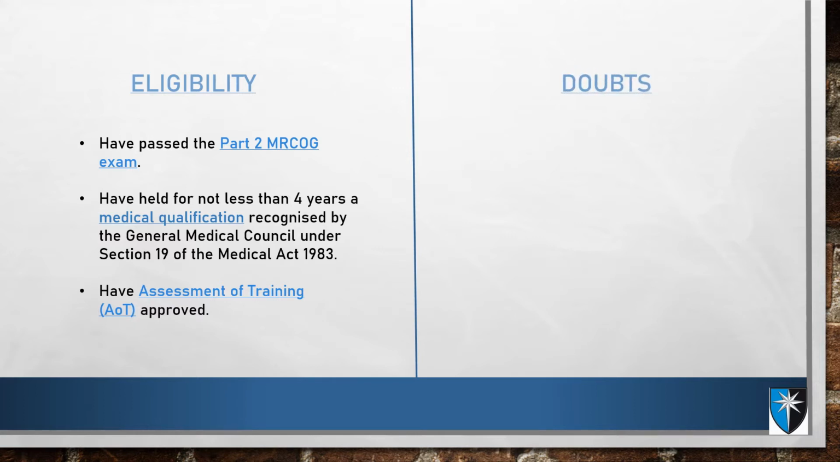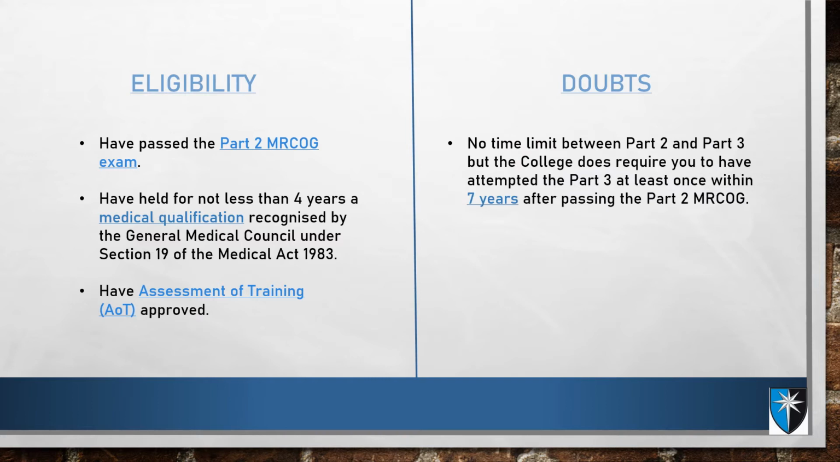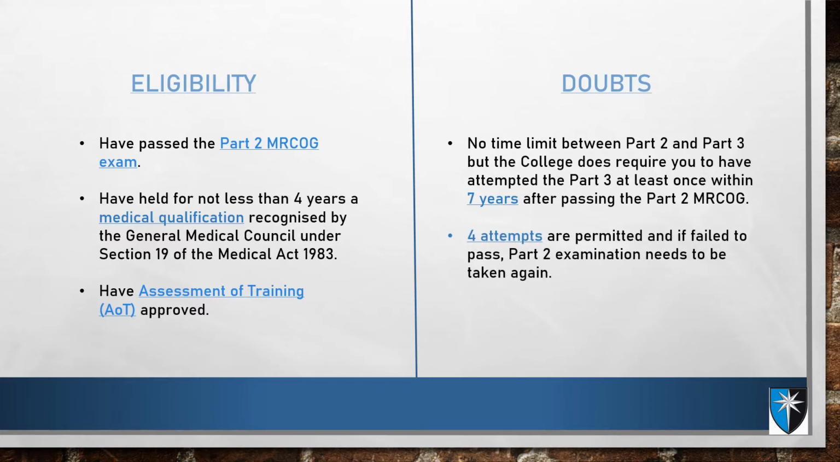Now, many candidates have the doubt: how much time is there between Part 2 and Part 3? How soon should I appear for Part 3 after passing Part 2? Well, there is no time limit between Part 2 and Part 3, but the college does require you to attempt at least once in 7 years after passing Part 2. A total of 4 attempts are permitted, and if you do fail to pass, you would have to give the Part 2 examination again.